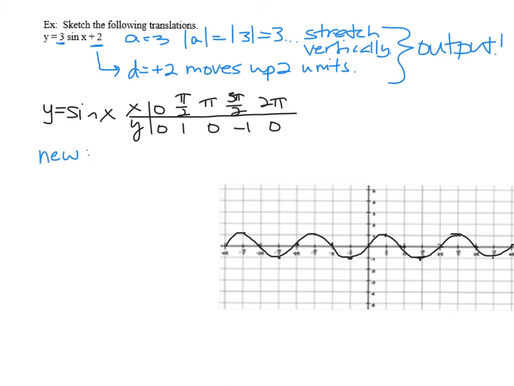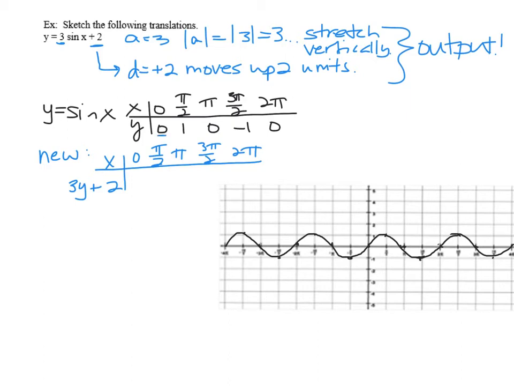Remember, our inputs are going to stay the same, so this is pretty helpful for us. We're going to have 0, pi over 2, pi, 3 pi over 2, and 2 pi. To get our outputs, we're going to multiply our y value times a, so that'll be 3y, and then we add 2 to that. So this takes a little bit more work than last time, but we use the same outputs as we did from our parent function.